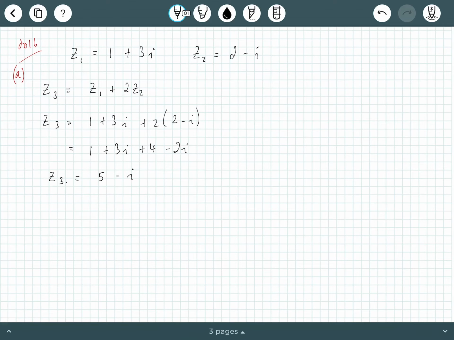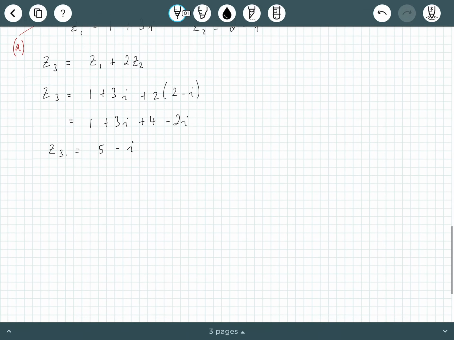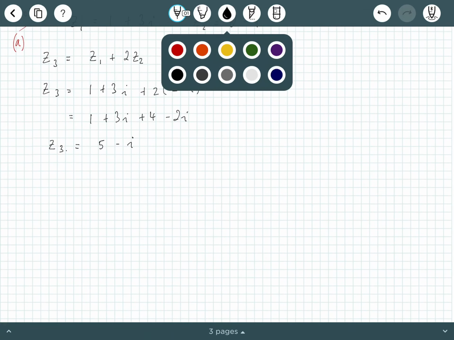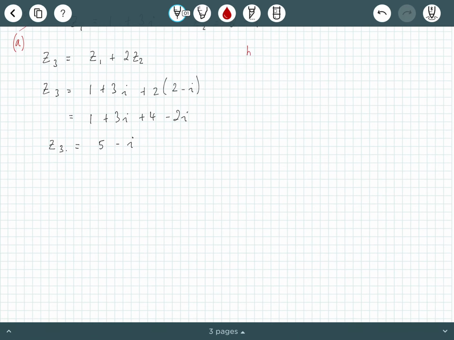Now it says plot z1, z2, and z3 on the given Argand diagram. So I'll just do a quick sketch of it here. Okay, so I'll do it over here. We have space to do it.